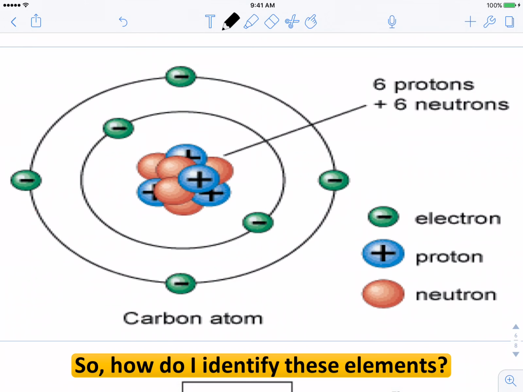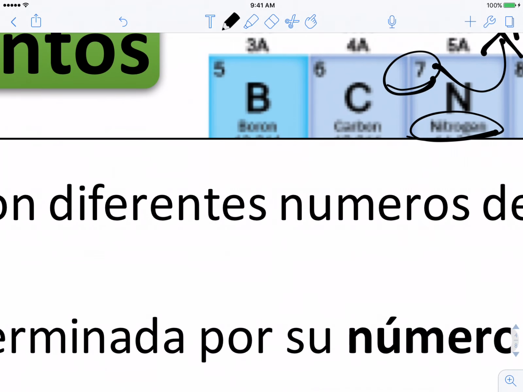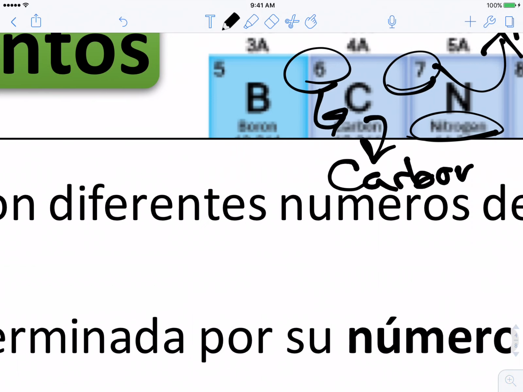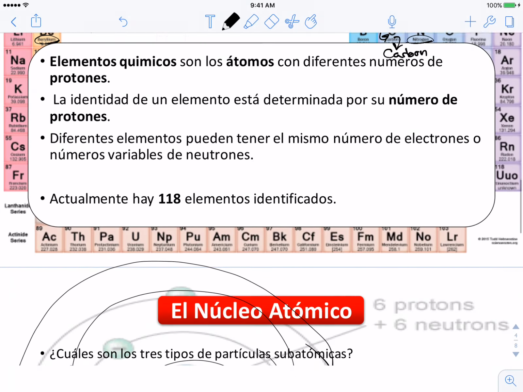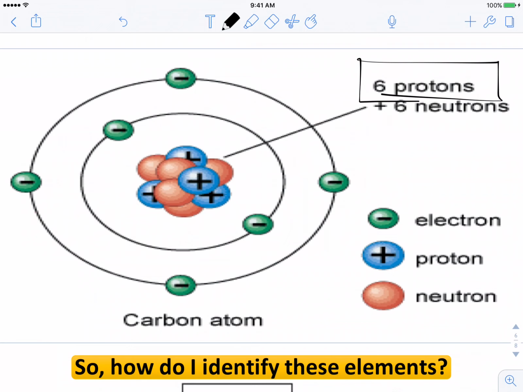Now, something important. There are 6 protons here, okay? So let's practice. What atom is this? ¿Qué átomo es? If we go up to this table, we look for a 6. There's 6. There's a big C there. That C stands for carbon. That means we're looking at a carbon atom, okay? Porque tiene 6 protones. So this would be carbon.